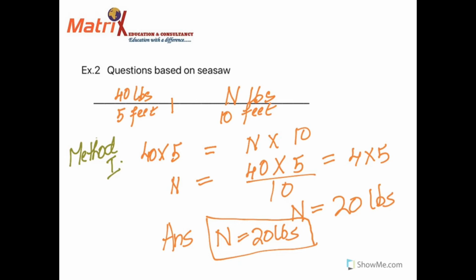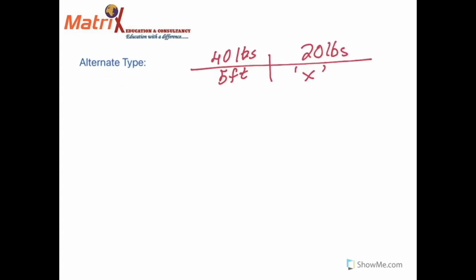Now, the same question I'm taking and doing with method 2. This is another alternate type I have written. It can be a different kind of question or a variation of a question. So let's see what we do. Again, the method is the same: 40 times 5 has to be equal to 20 times x. This is a simple linear equation concept. Those who do not know can watch my video, which is already there, and I can share the link in the description box so you can learn simplification of linear equations also.